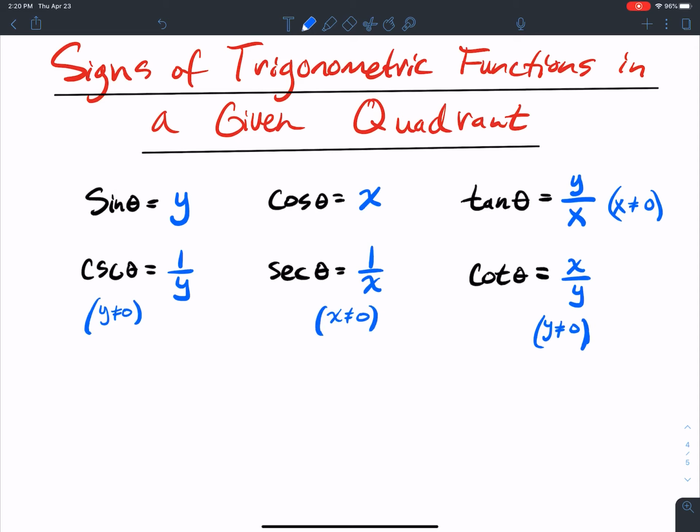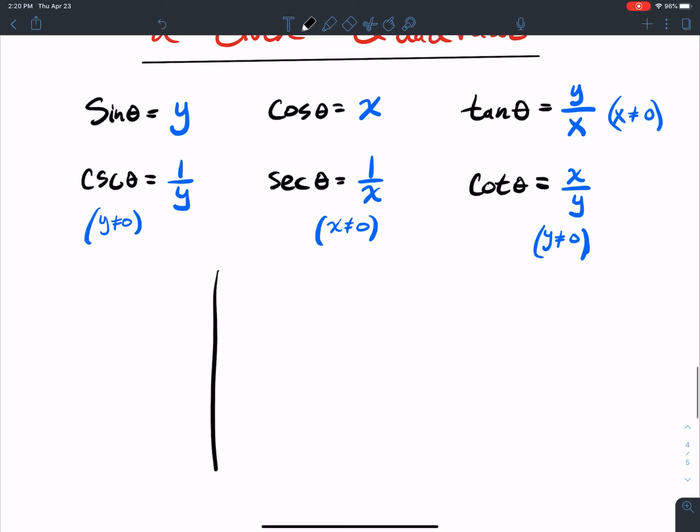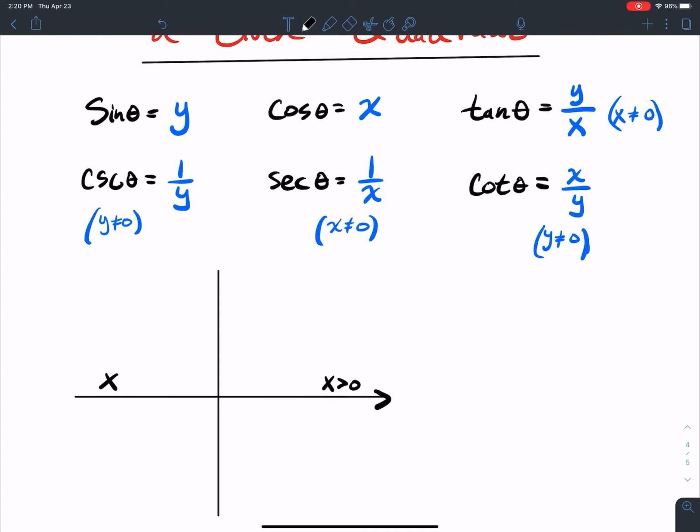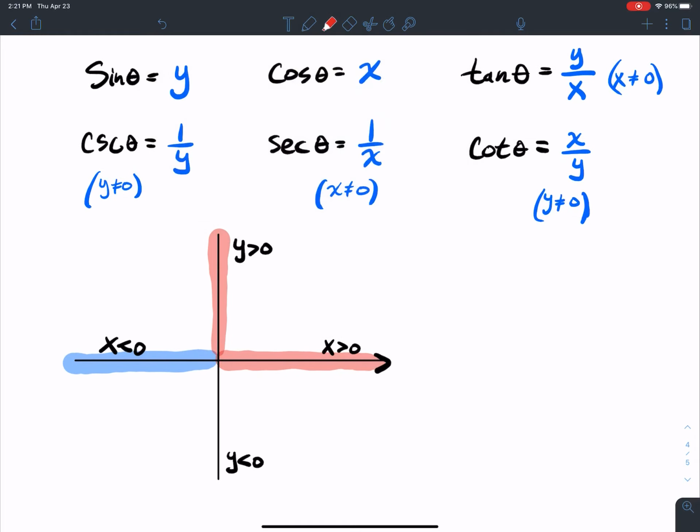Now, looking at a graph, okay, so a Cartesian plane, x, y. Okay, on this side, we have x's that are positive. On this side, we have x's that are negative. Okay, so I'm going to do blue for negative, red for positive. Okay, so red, positive here. These are my y's that are greater than 0. And my y's down here are less than 0. Those are my negatives.